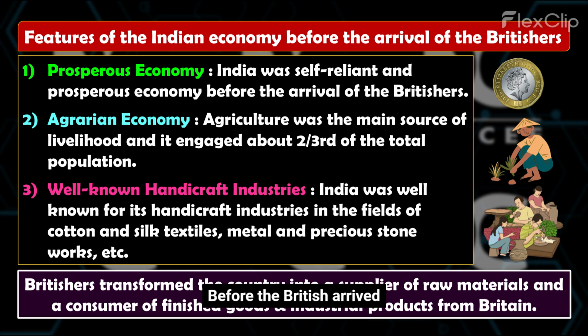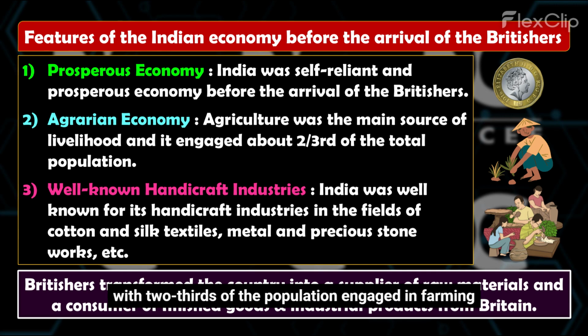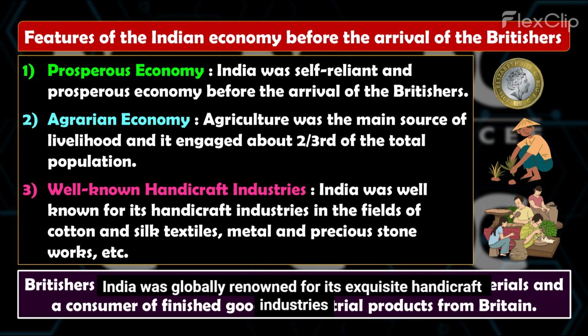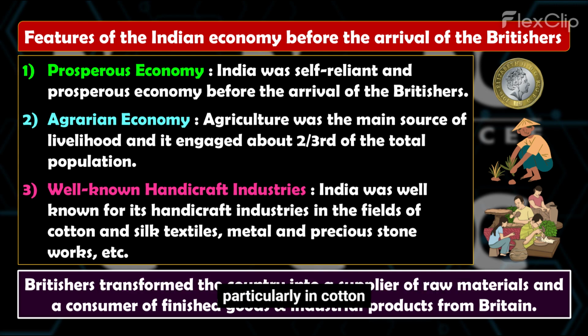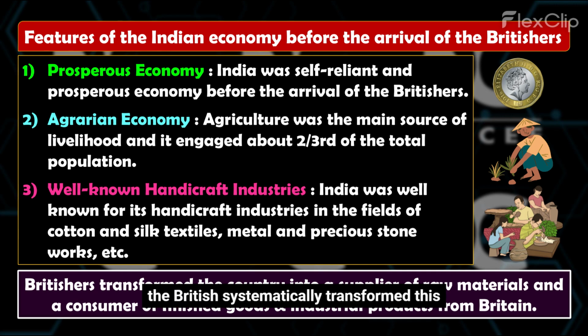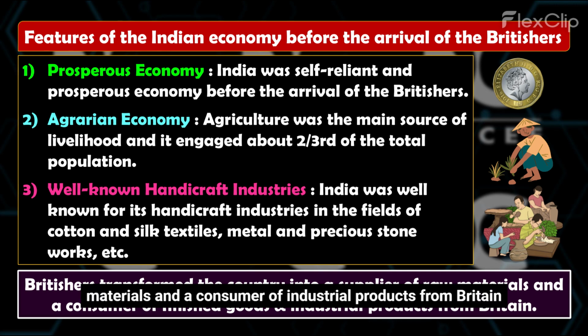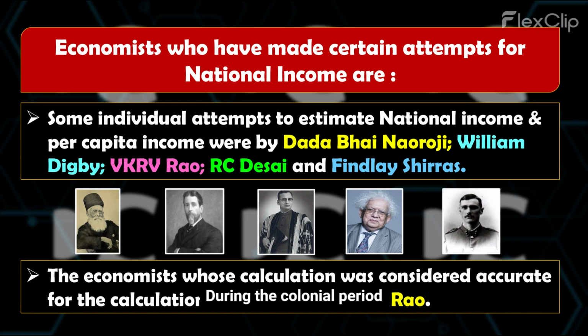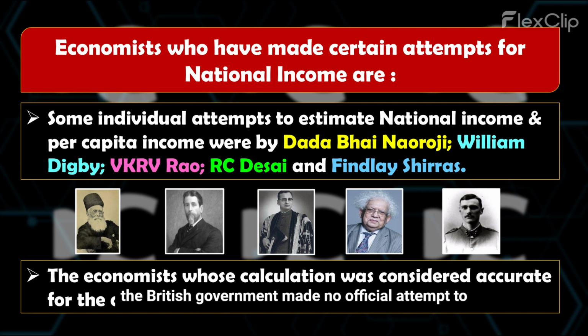Before the British arrived, India was actually a prosperous, self-reliant economy. It was primarily agrarian, with two-thirds of the population engaged in farming. Furthermore, India was globally renowned for its exquisite handicraft industries, particularly in cotton, silk textiles, and metalwork. However, the British systematically transformed this vibrant economy into a mere supplier of raw materials and a consumer of industrial products from Britain.